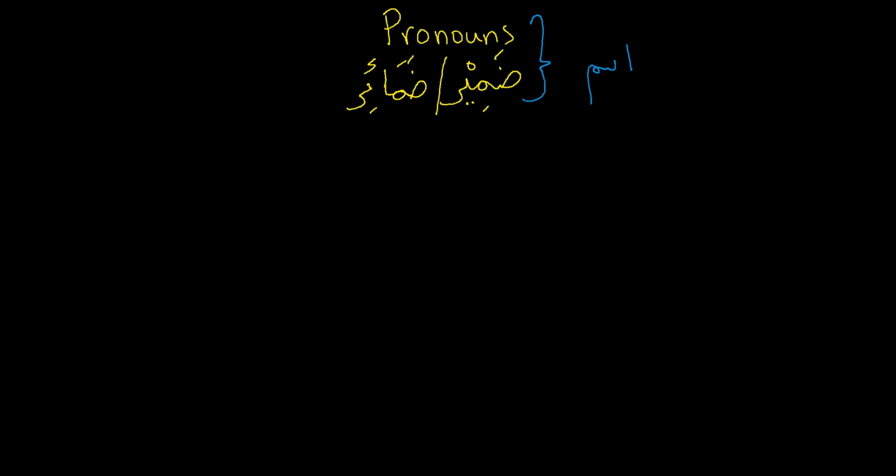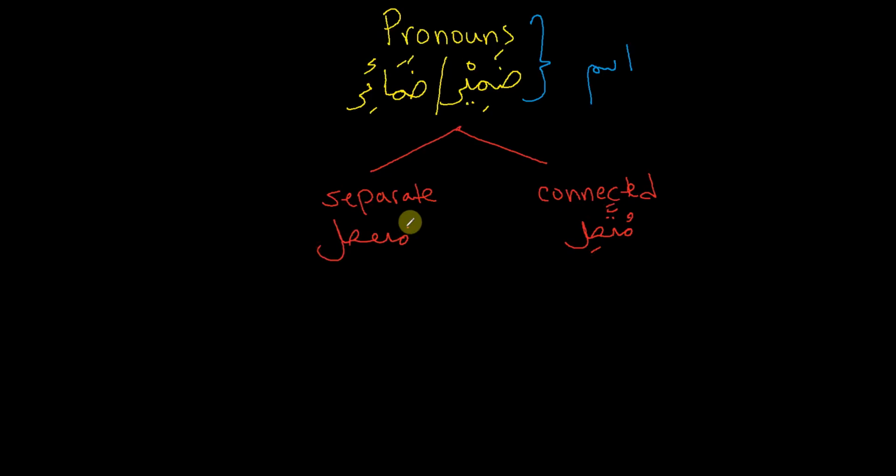The most important thing we should know about pronouns is that they're split into two separate groups: the pronouns that are connected and the ones that are separate or detached. In Arabic, connected is muttasil, and separate is munfasil. Right? Connected is muttasil, separate is munfasil. Let me give you some quick examples, and then we'll head over to the actual chart.